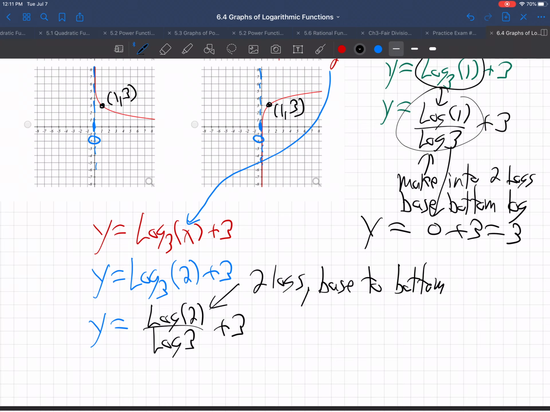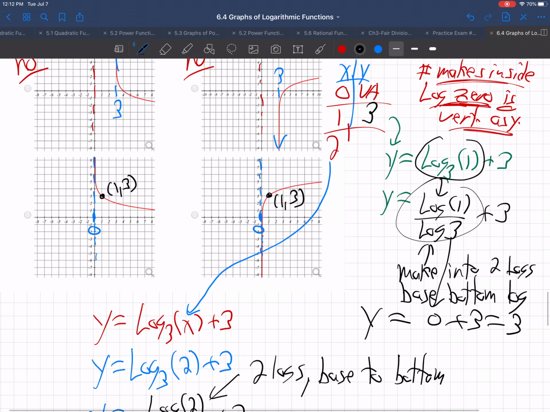So now I'm going to figure this out on my calculator right now. All right, plus 3. So I'm getting 3.63. And it goes on and on, some decimal. So make sure you can get that in your calculator. 3.63. So that means the point over 2 on the real graph is the point over 2 up 3.63.